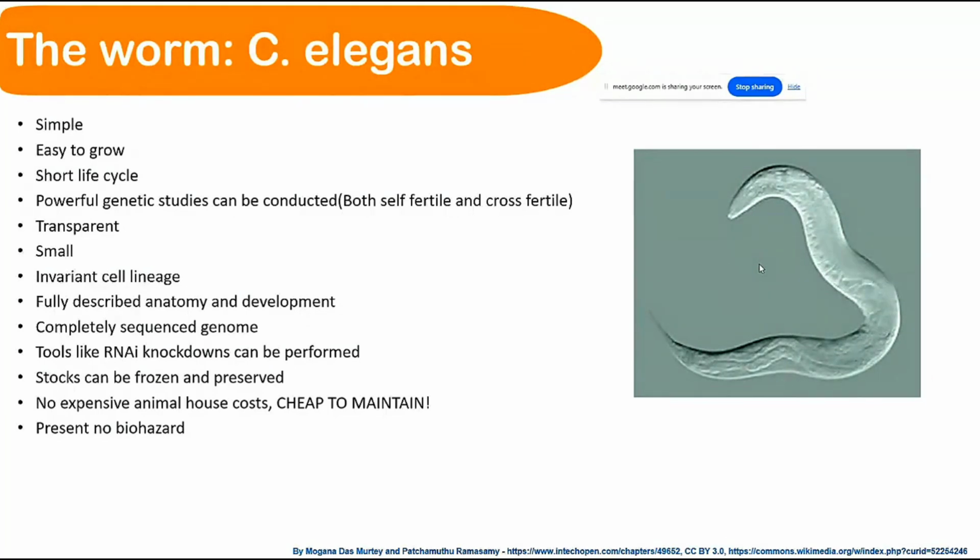But with C. elegans there is no such problem. In a day, they give around 140 eggs. So the number of progeny is also very high, and therefore C. elegans can be a wonderful choice of model organism for your research work also.